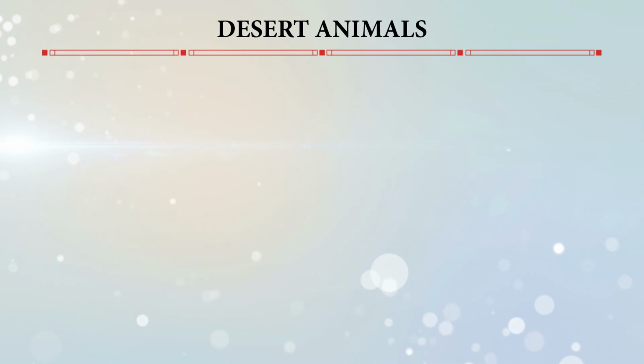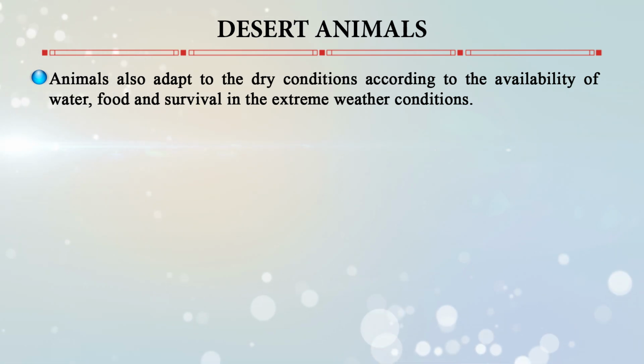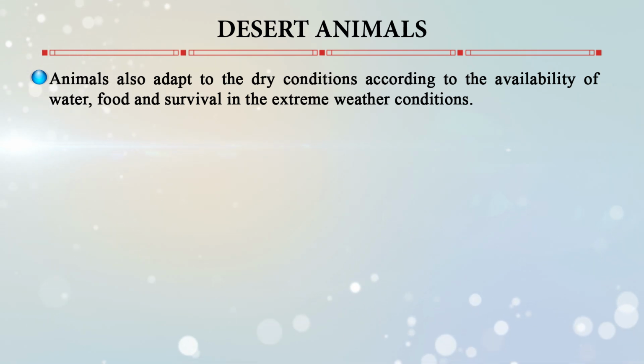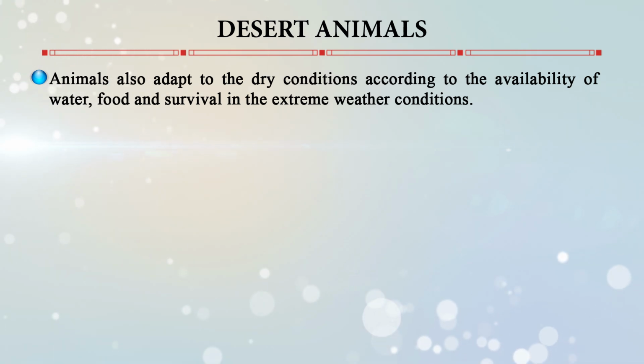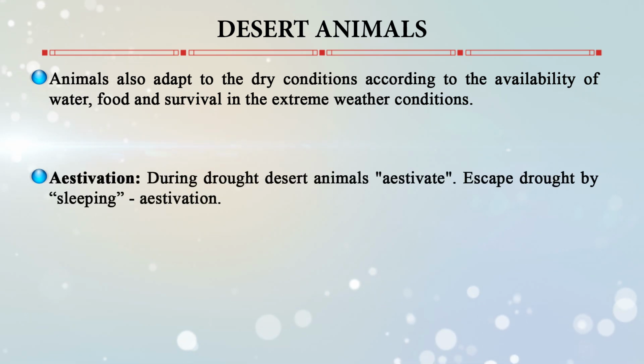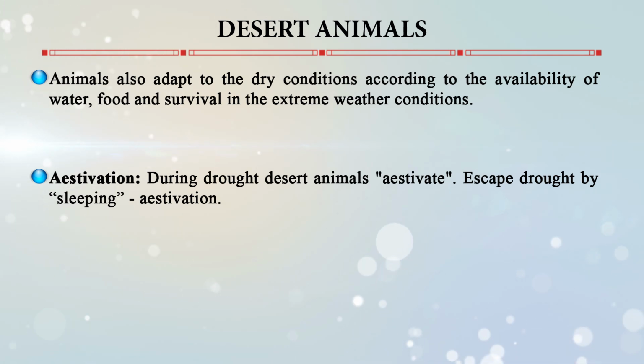Desert animals. The animals also adapt to the dry, desert and drought conditions according to the availability of water, food, and survival in the extreme weather condition. The first important one is estivation. During the drought season, the animals can escape drought by sleeping, known as estivation.